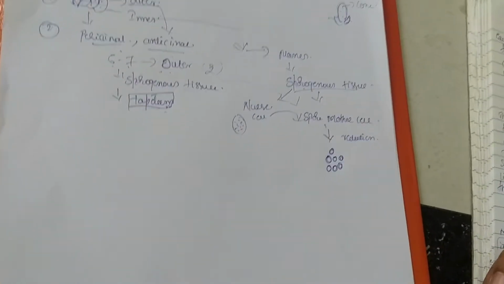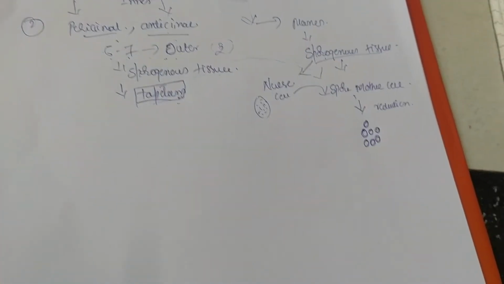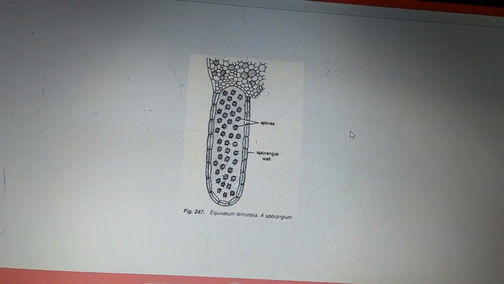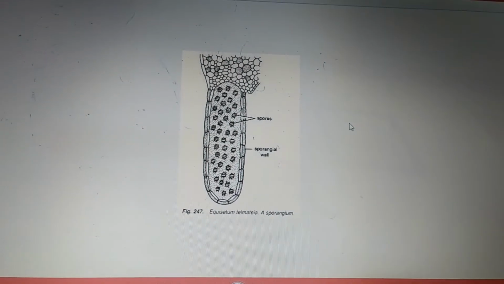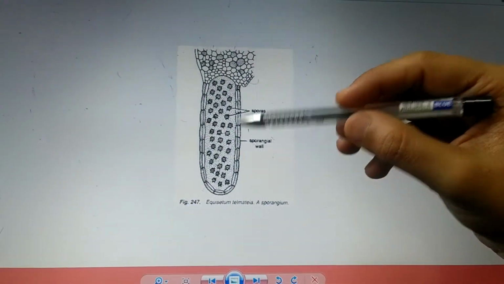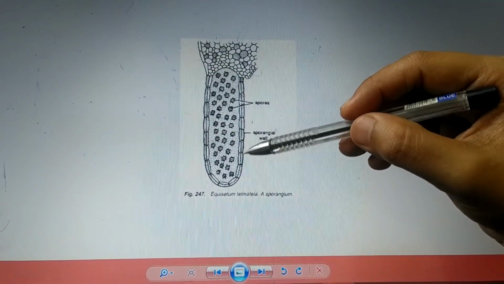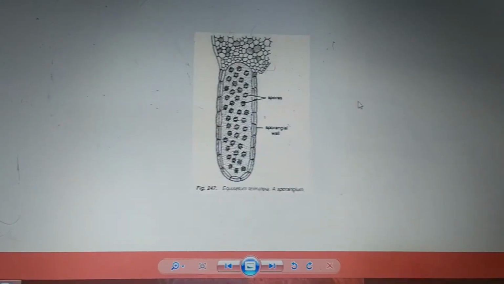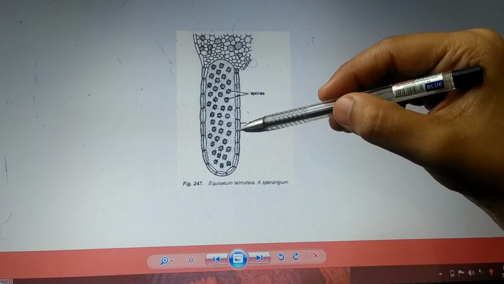So in this way the development of the sporangium takes place. Now next will be the maturation of the sporangium, the structure of a mature sporangium. This is how the structure of a mature sporangium looks. It has 2 walls, the outer as well as the inner. The inner wall is much compressed, which we can easily make out, while the outer wall has these thickenings.